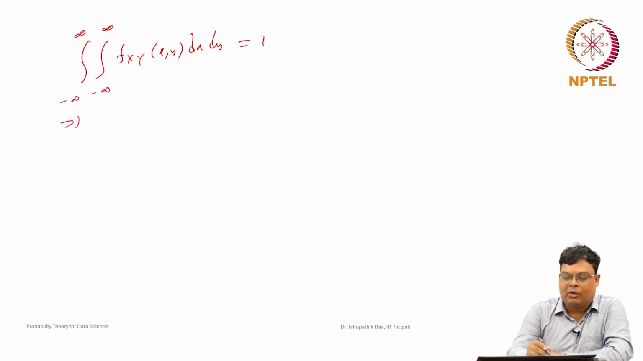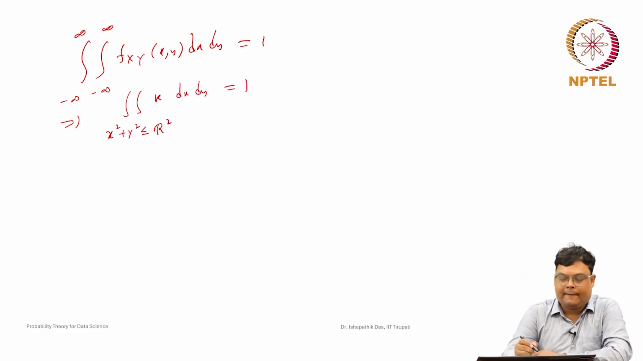Now, this will be non-zero inside this circle. So, basically this is nothing but the integration over x square plus y square less than or equal to r square of k dx dy, and this is equal to 1. This is a constant, so it is an even function. So, we will do the integration.